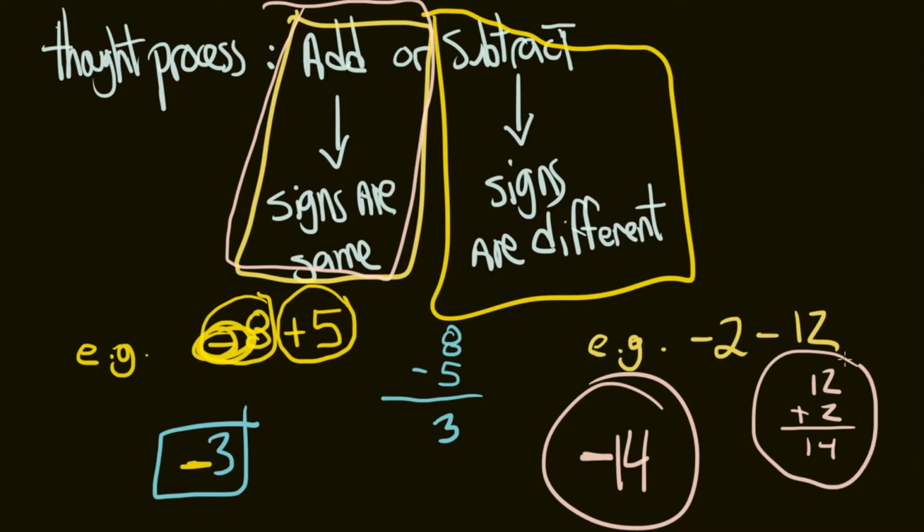Notice when I added, I ignored the signs. I just added the numbers. That's it. 2 thought processes that will almost guarantee you do well on these kinds of questions. Now, I said we were talking about adding and subtracting fractions and decimals. So here we go.